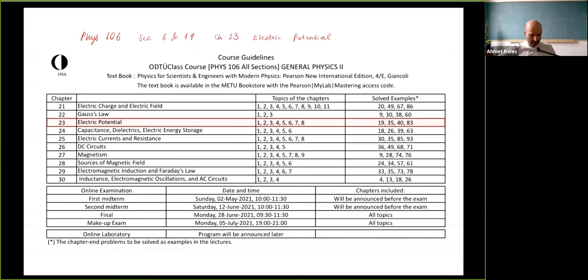Good morning. So today we'll continue talking about electric potential, and again this is chapter 23 in your book. So these are again your reading assignments. I think I'll start with a reminder of these first three sections, and these are your suggested problems.